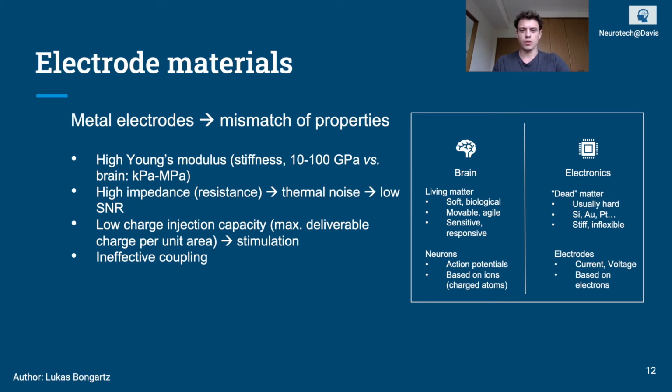For stimulation, it is also quite important to consider so-called charge injection capacity. It basically describes the maximal charge delivery per unit area. And as it's per unit area, it also impacts to what degree we can reduce our electrode size, and thus how our spatial resolution is limited. And of course, in general, we are aware of the ineffective coupling, which is the result of coupling between ions and electrons.